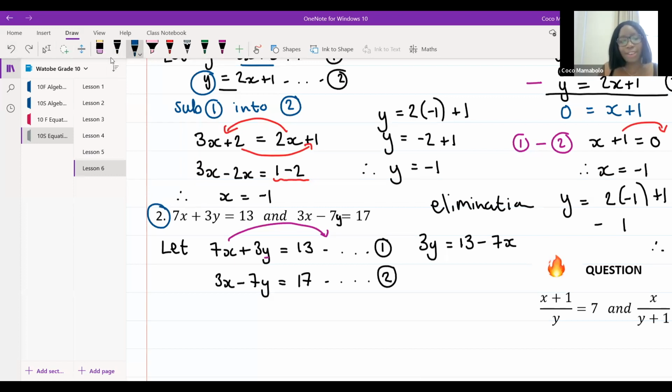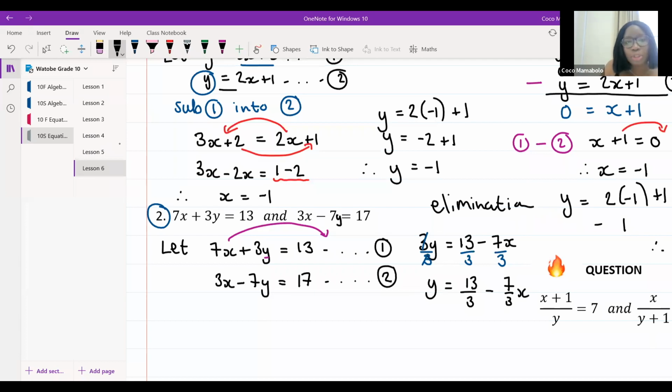We're going to have to divide. That's it, we're going to divide by 3. And I would divide here by 3 because what I do on the left, I also need to do on the right. Okay, these will cancel. So what I'll actually have here is y is equal to 13 over 3 minus 7 over 3x.